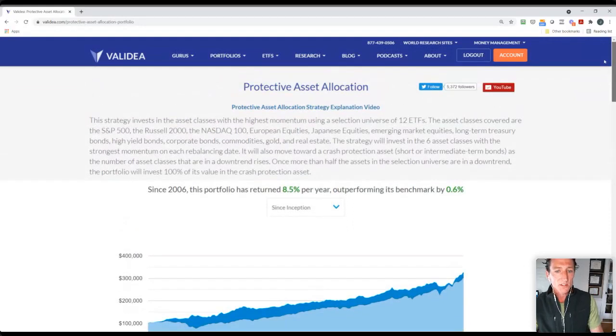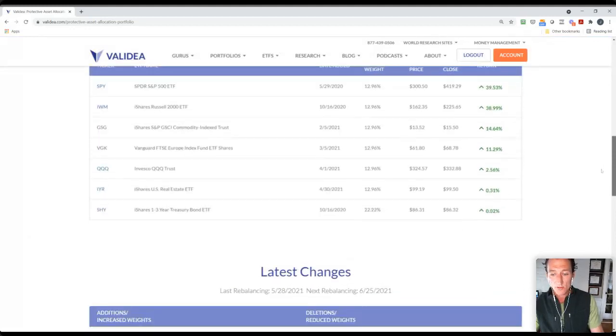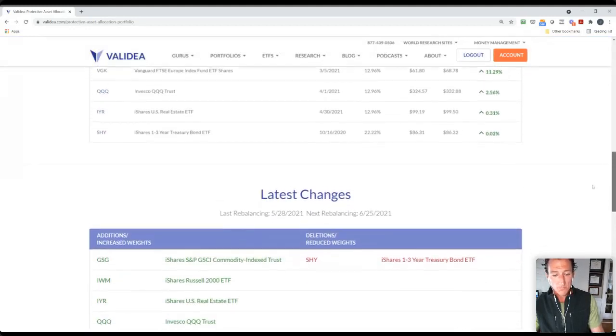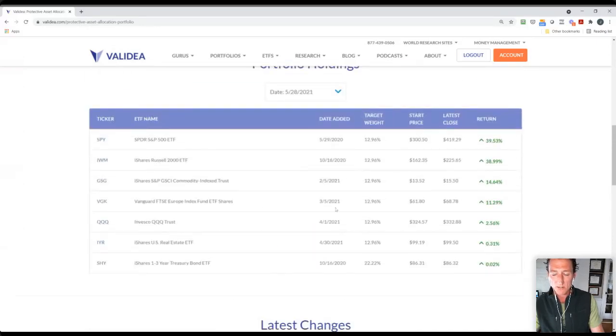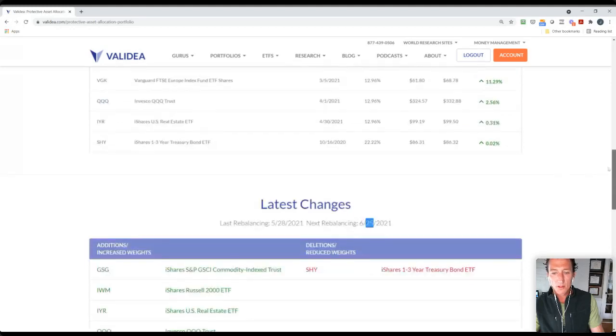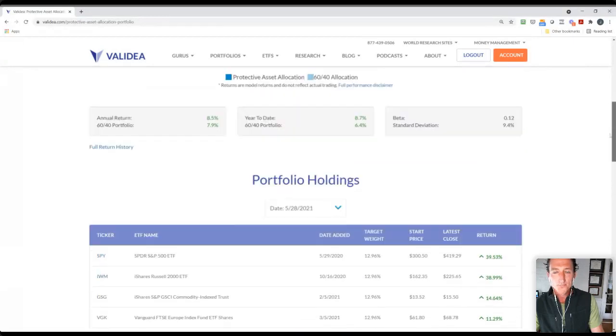So this is a portfolio that is run. Did we make any changes? We didn't make any changes to the portfolio today. The last time we did make changes was on the 28th of... okay, well, I don't know. It doesn't look like we made any changes to the portfolio today based on this. That's just telling you when the last rebalancing is and the next rebalancing is on the 25th. But as you can see, all these positions have been in the portfolio and being held here.